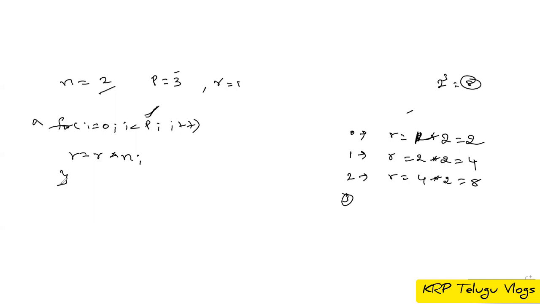So now what is r value? r value is nothing but 8. This is 2 power 3 value. Is that clear, everyone? Understood or not? Yes, sir. Okay, note down the scenario.